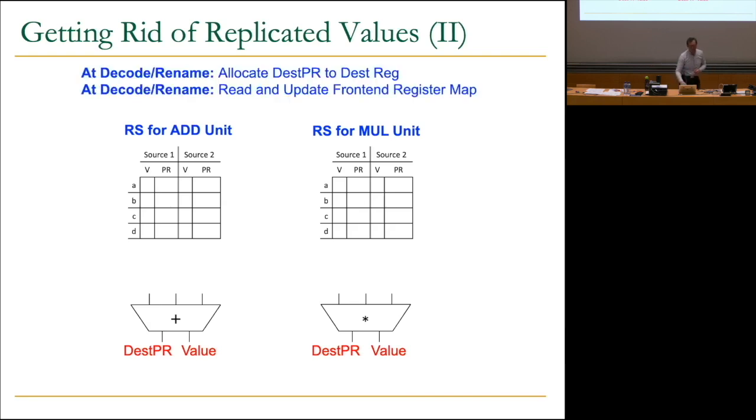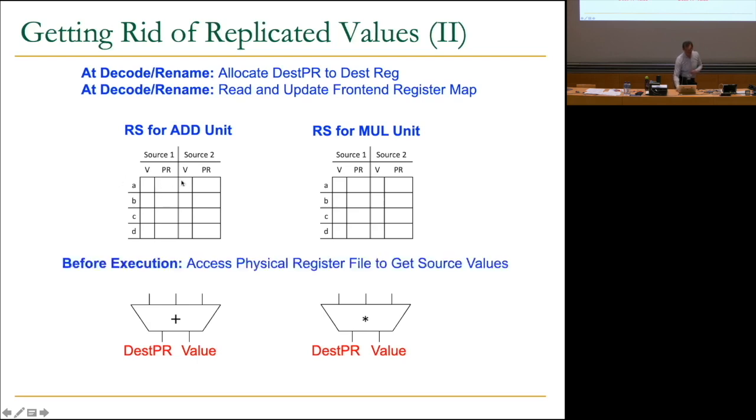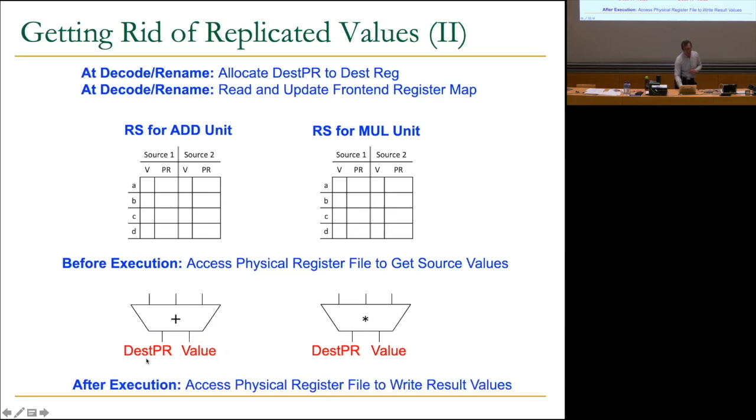So this is how the pipeline changes. At decode or rename, we allocate the destination physical register to a destination architectural register. Again, at decode and rename, we read and update the front-end register map, just like we did earlier. And then we put the instruction into the reservation station. It waits until both of its sources become valid. Before execution, the instruction accesses the physical register file to get its source values. And then after execution, it accesses the physical register file to write its result values.